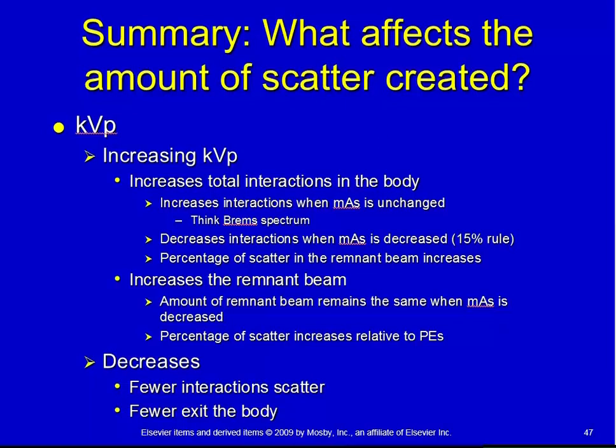Whenever we decrease KVP, all of that reverses. We have fewer of the interactions become scatter radiation. More of the scatter that is created is absorbed inside of the patient's body, eventually becoming photoelectrics. So fewer exit the body. So as KVP goes up, scatter radiation to the image receptor increases. As KVP goes down, scatter radiation to the image receptor decreases.